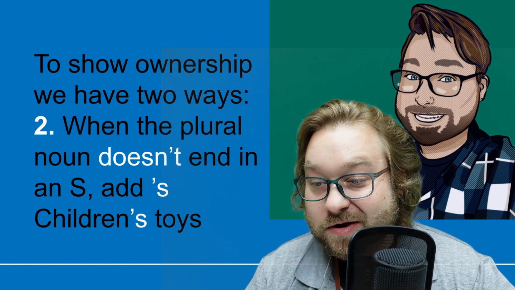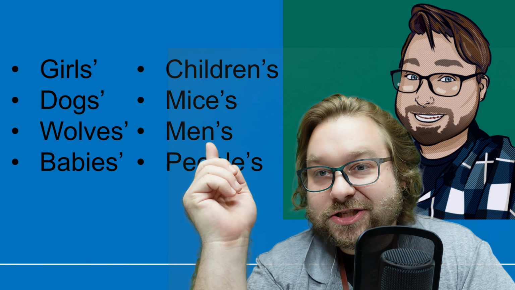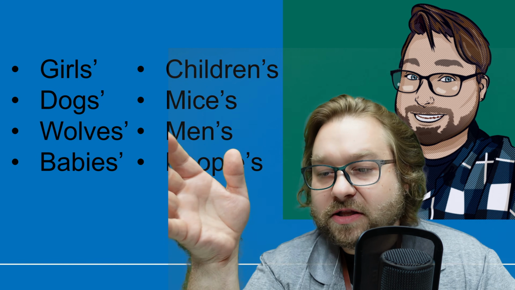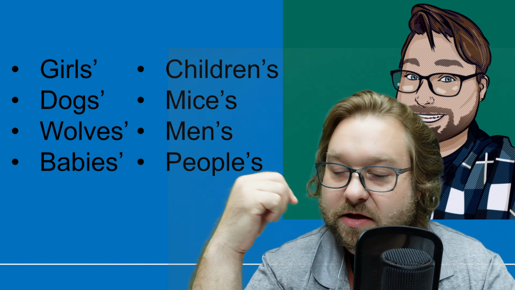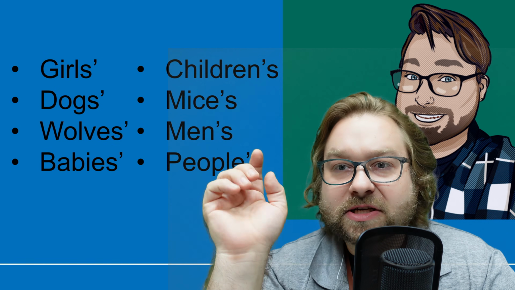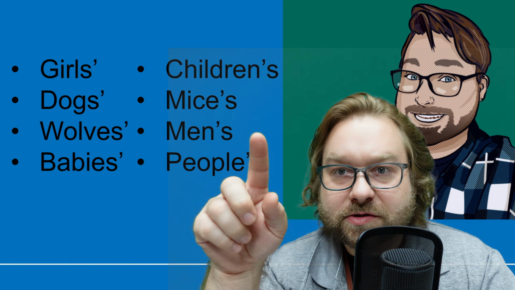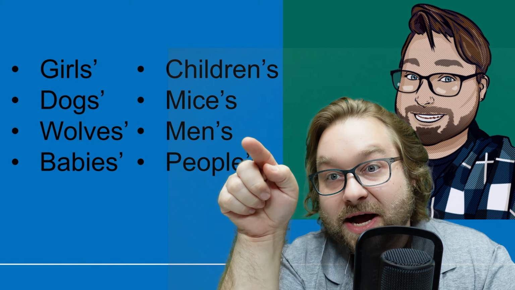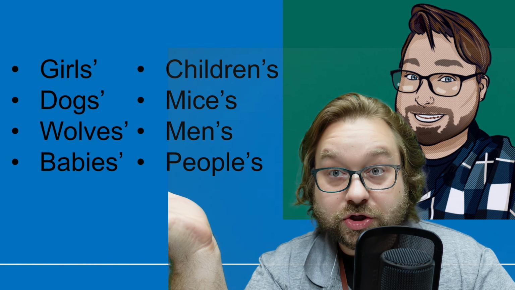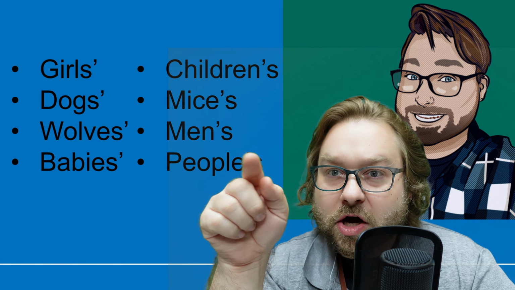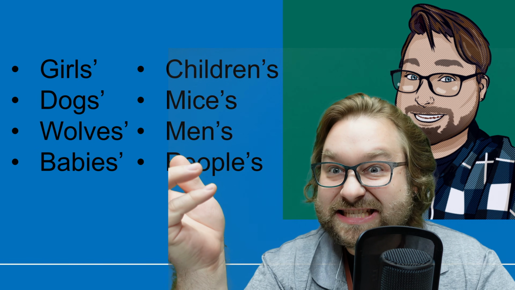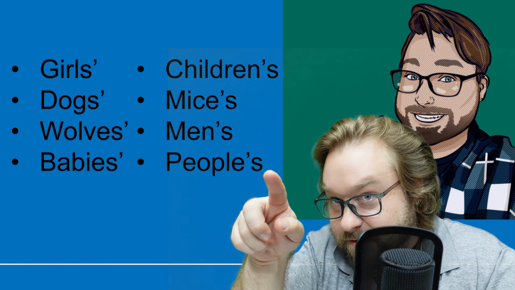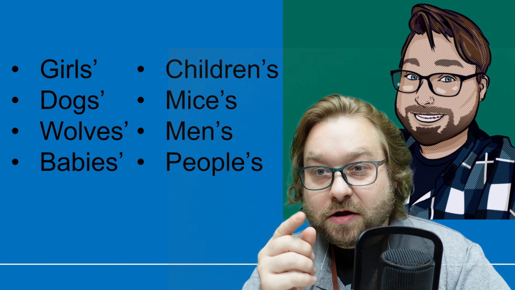Let's see some more information about this. Look at this chart. See on the left, the girls, see girls, many girls, we just put the S there, so it's plural. But since the S is there, we put the apostrophe on the outside to show the ownership. Dogs, same thing. Wolves, same thing. There's an S, boom, boom, boom, apostrophe. We got that, right? Pretty easy.